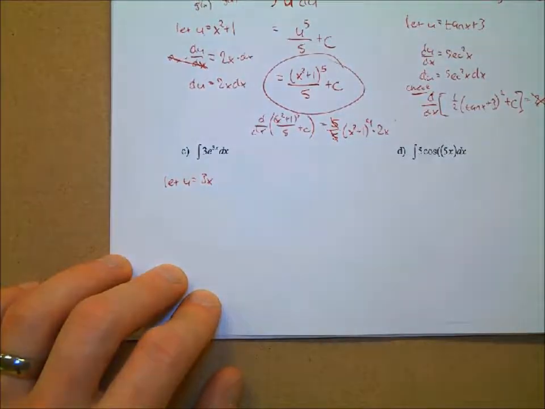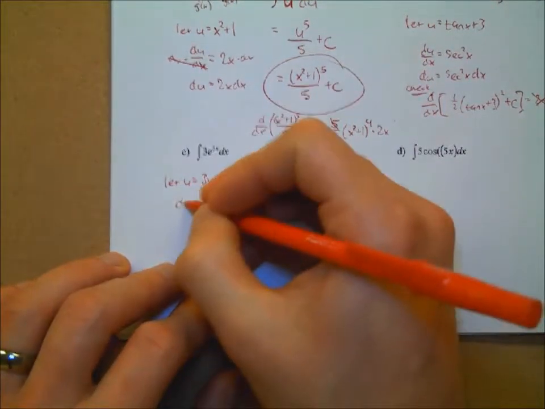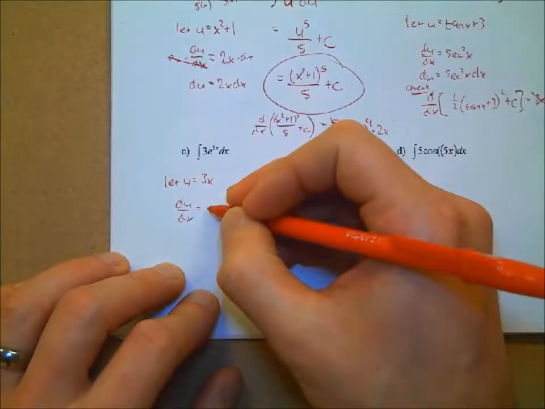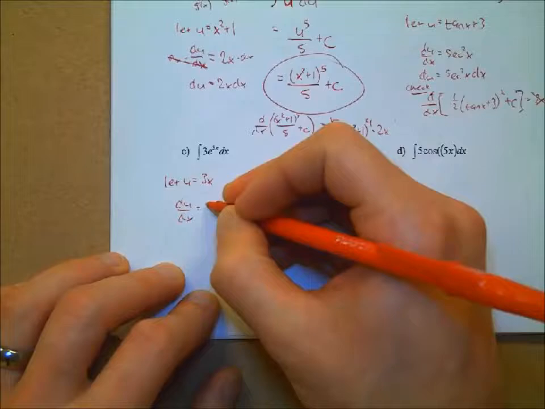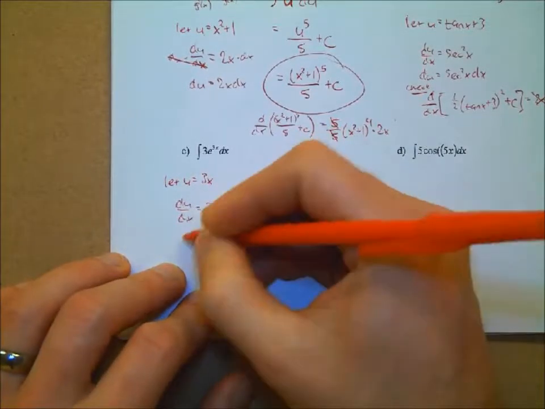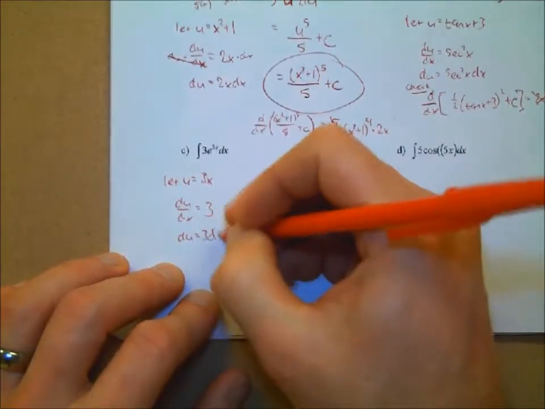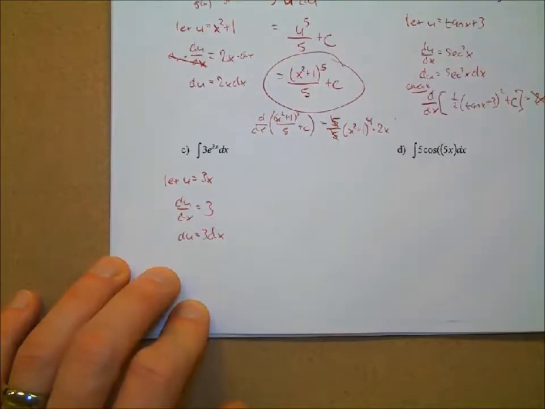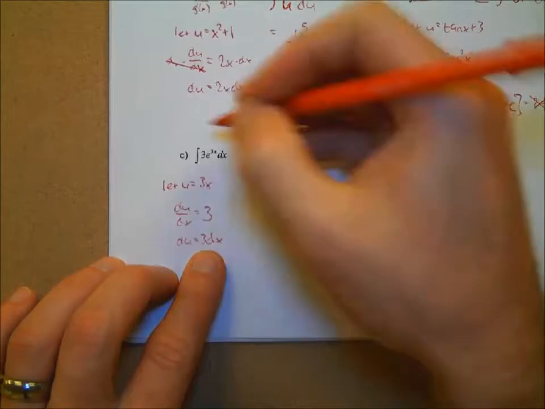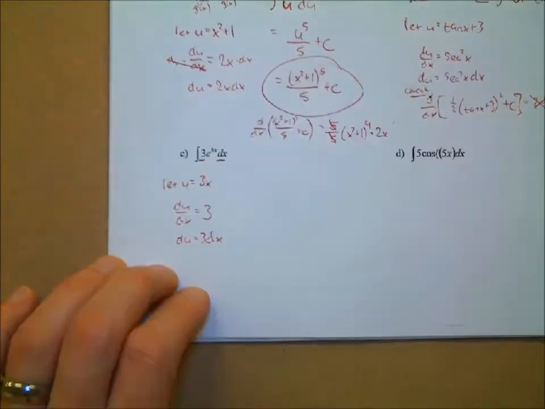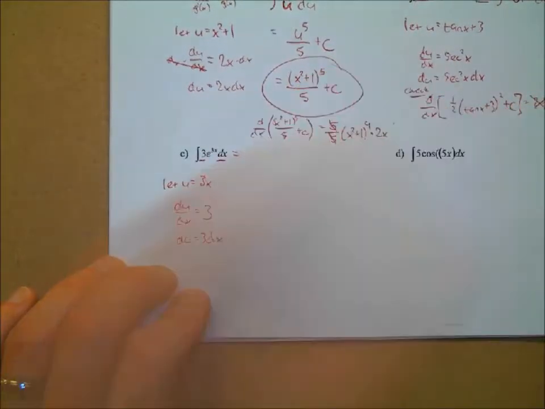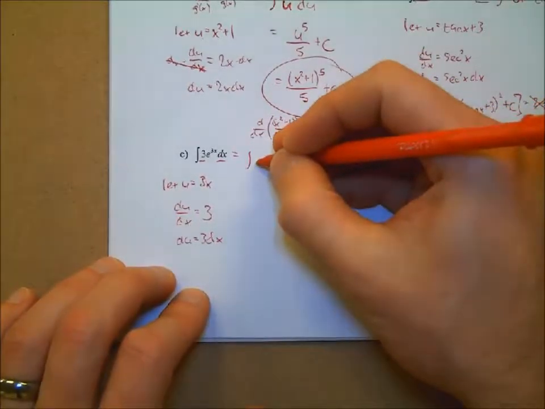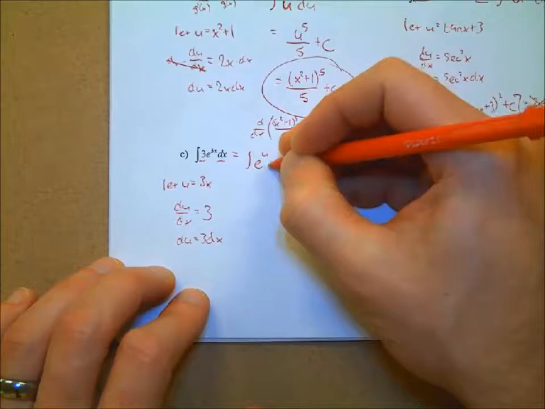Okay? And then we'll take the derivative of both sides. Du dx equals, what's the derivative of 3x? 3. Just 3, right? And we can multiply the dx over, so it's 3 dx. And of course we have the 3 dx right there. There's our du. Okay? So what does this integral rewrite to be? The integral of what? E to the u du.